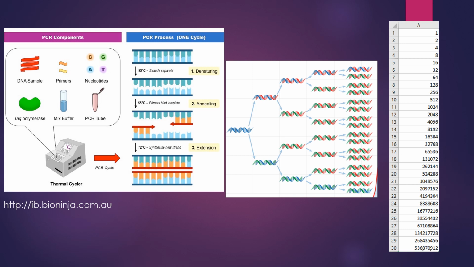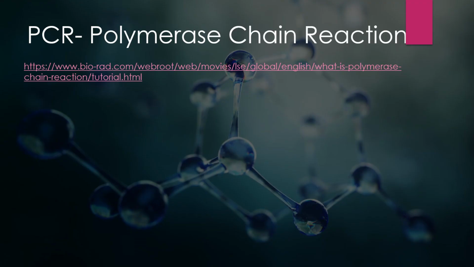And this is just another way to visualize it. So for example, if you go down to cycle 10, you'll have 512 copies. And then once you go down to 30, you'll have a lot of copies. And normally we do 30 cycles during a PCR process. And if you'd like to see it in action, if you just click on this link, it'll take you over to the Bio-Rad website that will explain it in detail.